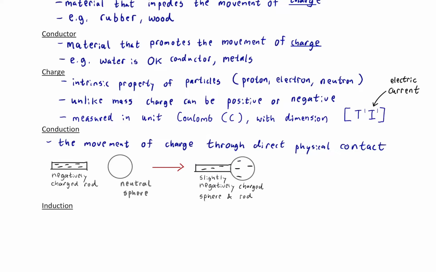And the result is a slightly negatively charged sphere and rod. Okay? And that's because the electrons are going to distribute themselves as far apart away from each other as possible. More on that in just a moment. But then if we separate our rod, we are then left with a slightly negatively charged sphere and rod. See? Now they're both negatively charged. See how that worked out? Okay. So that's conduction. That's conduction, direct contact.